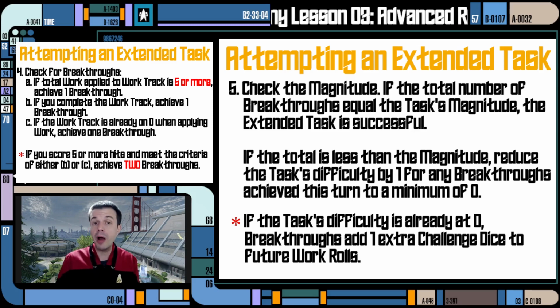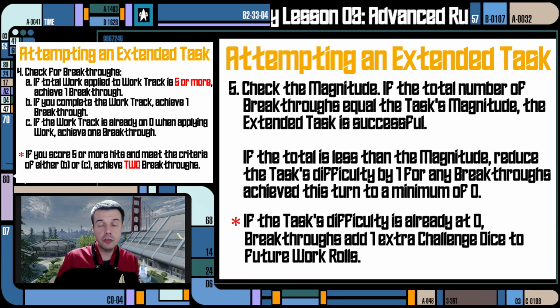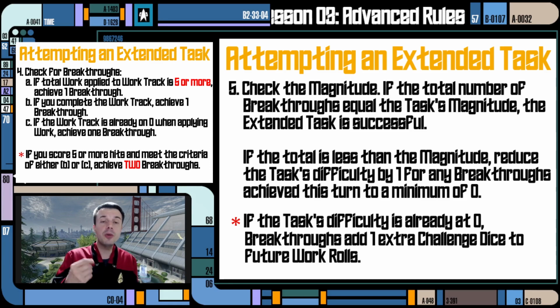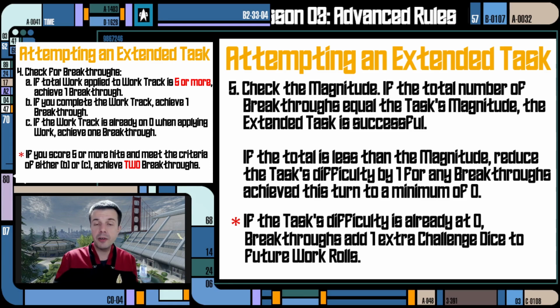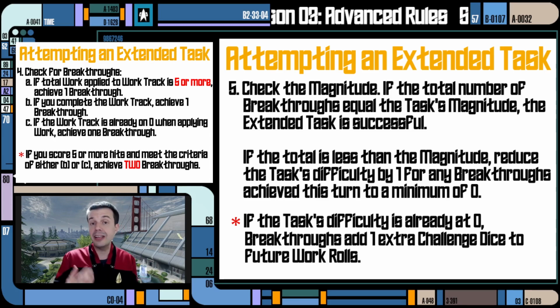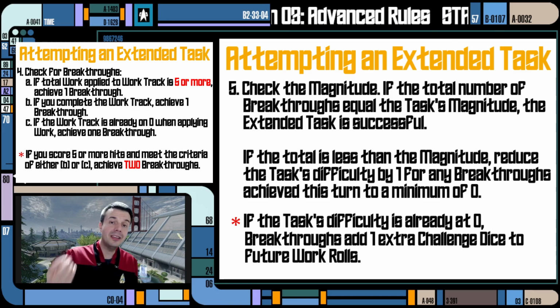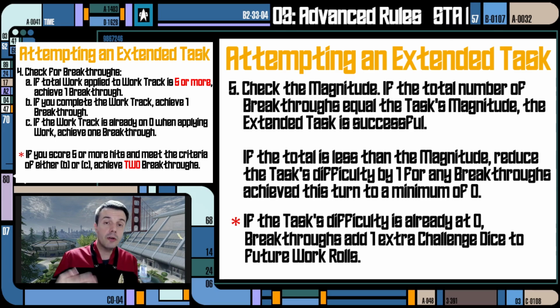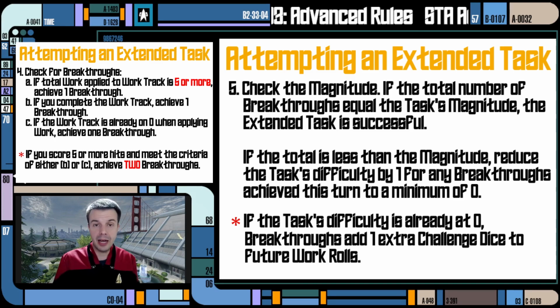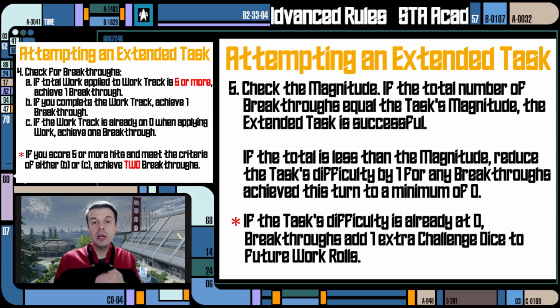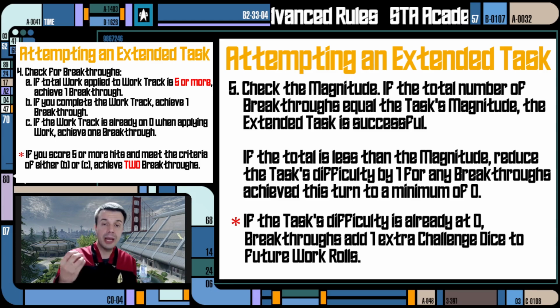You might still have 1 or 2 more breakthroughs to go, but the difficulty is at 0. That's very possible. So what happens is you just do a regular task roll at difficulty 0, but if there's still breakthroughs remaining, there's still magnitude left, if you gain a breakthrough when the difficulty is already at 0 and the task is not complete, what that does is it adds an additional challenge die to your future rolls in generating hits to go against the work track. So that's another important thing to keep in mind.